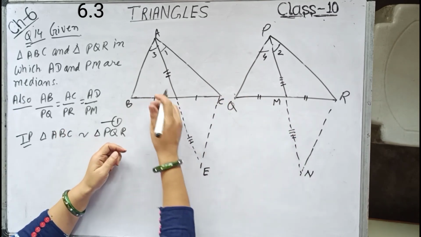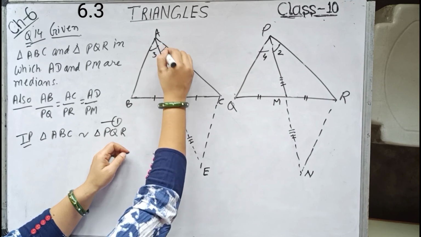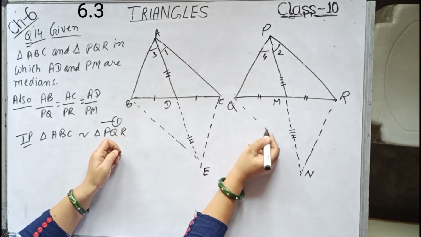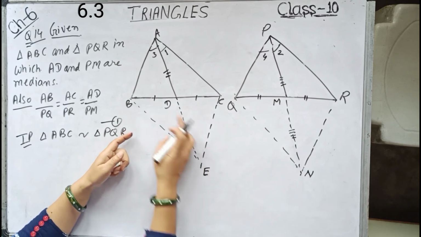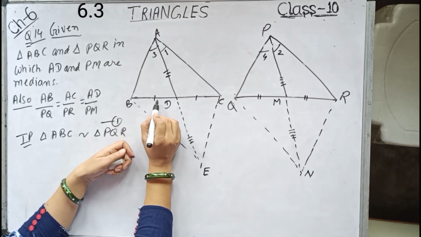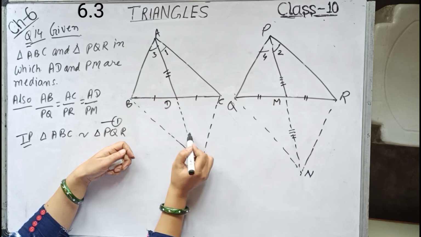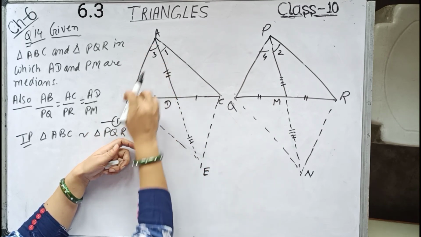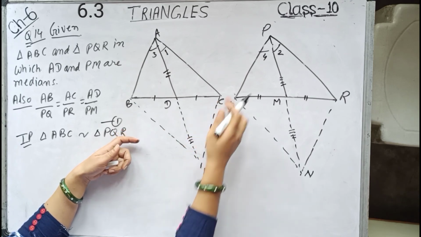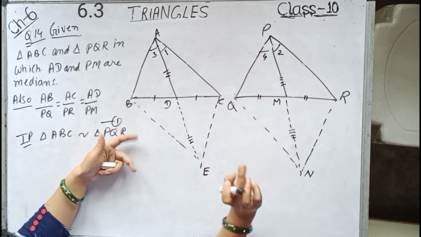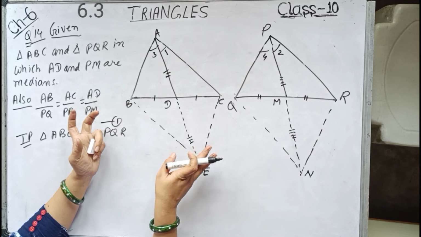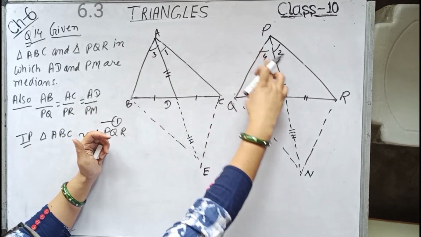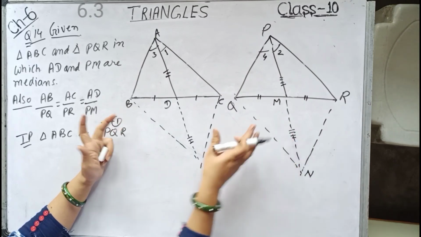The other way is, we will join this. Now when we join this, this equals this, it is given, and this equals this by construction. Same construction we will be doing. Then obviously ABEC is a parallelogram. Also PQRN will be a parallelogram. Now if it is a parallelogram, then directly we can write AB equals CE and PQ equals RN. In this case, what is the change?